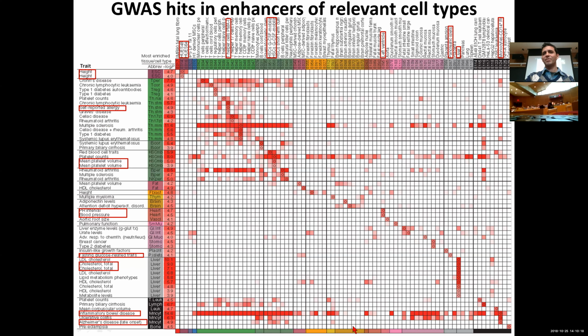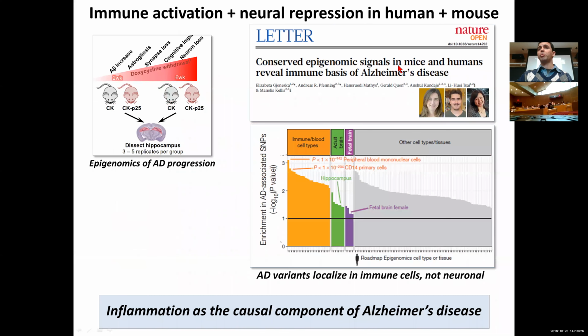And then we go at it. And we wrote this paper together saying conserved epigenomic signals in mice and humans reveal immune bases of Alzheimer's disease. This was a big turning point in the study of Alzheimer's, where suddenly, if you look at where the pharmaceutical industry is going and where the research is going, a huge focus appears to be specifically in these immune cells, in these microglia.